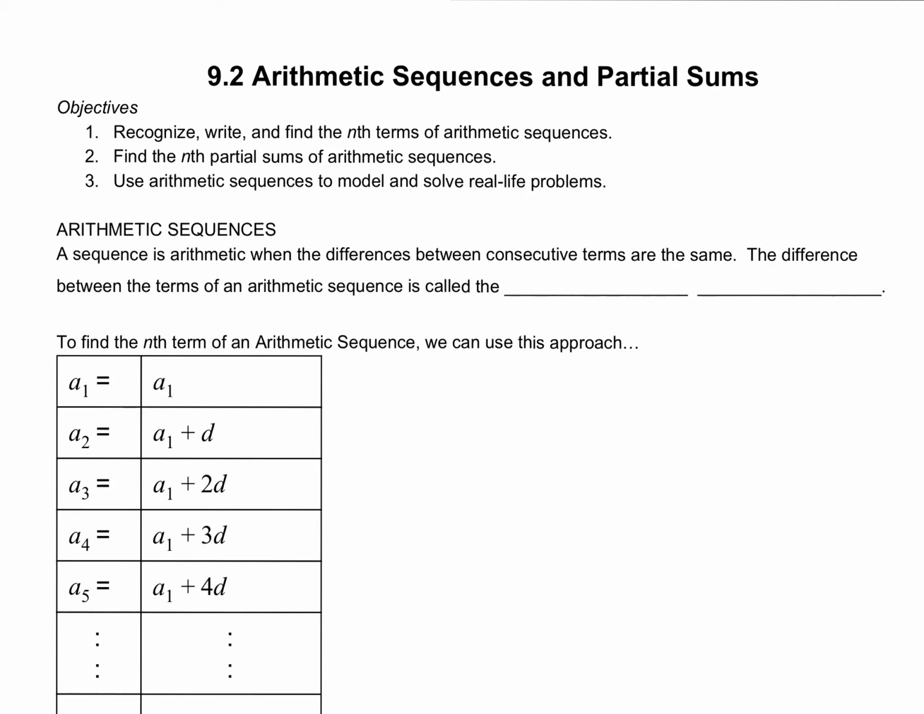Okay, we're going to pick up with part 2 of arithmetic sequences and partial sums. We're going to look today at how we can use arithmetic sequences to model and solve real-life problems. And we're also going to finish this part of the lesson up as well. We started kind of talking about that a little bit. Actually, I don't think we talked about it at all in the previous video, but we're going to talk about that today.